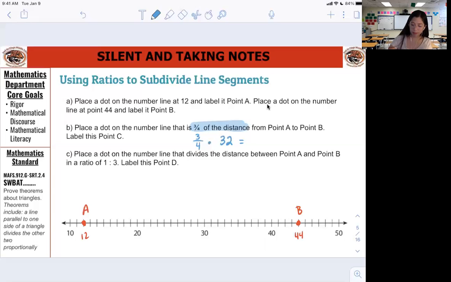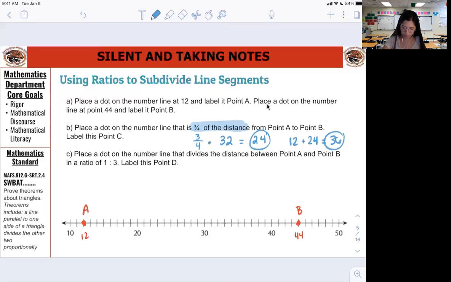All right, good, Jalen. 3/4 times 32 gives me 24. Am I just putting a dot right here on 24? No, good. We're going to add it to A. So 12 plus 24. What does it get me? 12 plus 24 is 36. So that is where point C goes.